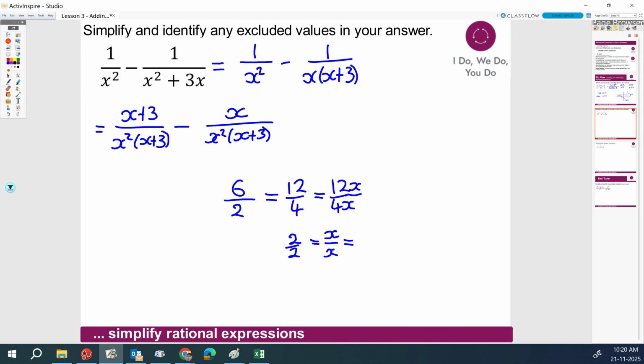When I multiply top and bottom by the same expression, I'm multiplying by 1. This is why it doesn't change when we do this. Because you're multiplying by 1, you're not changing it.